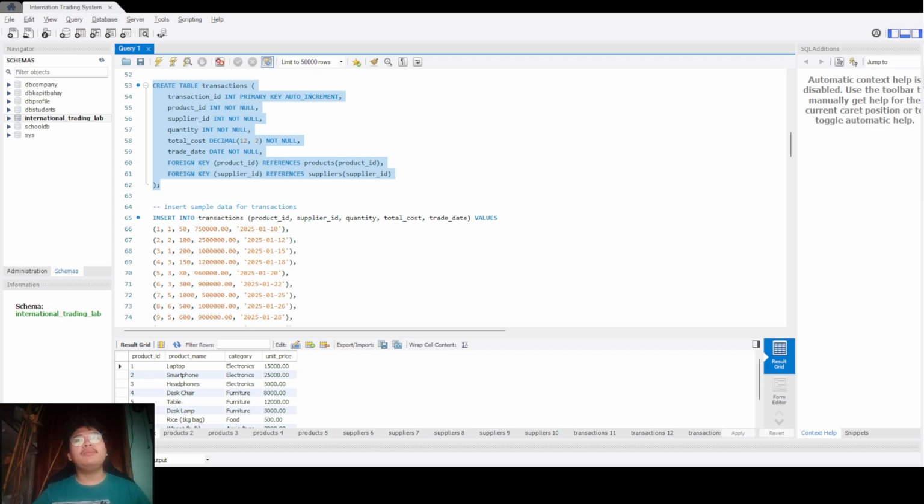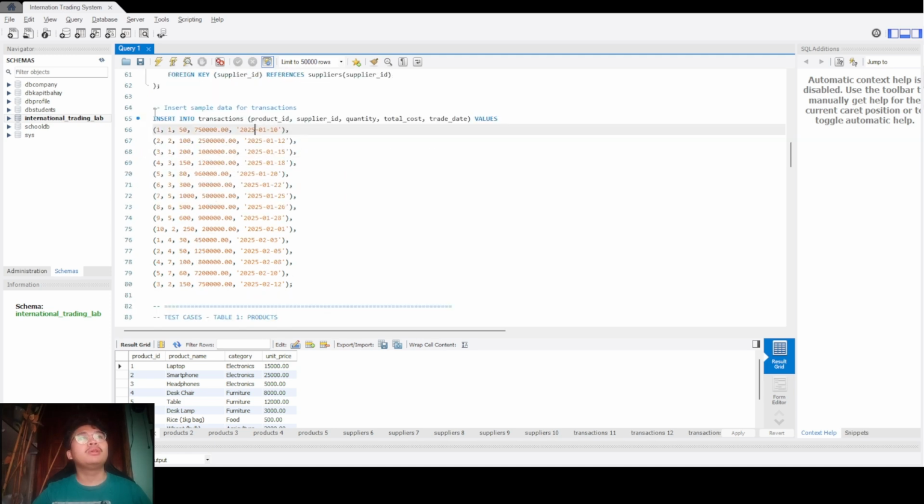So this table uses foreign keys, this one, to connect to the products and suppliers tables. This means each transaction must reference a real product and a real supplier. Then I inserted 15 sample transactions with different dates and amounts.